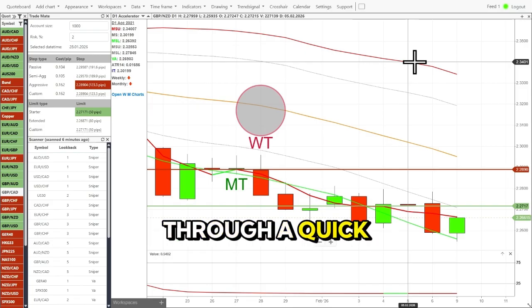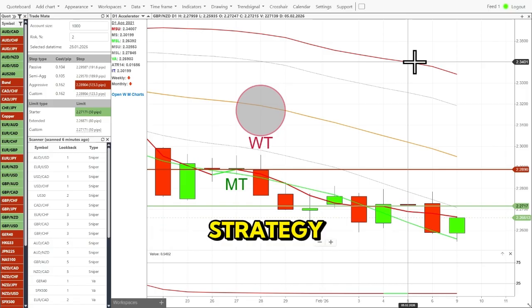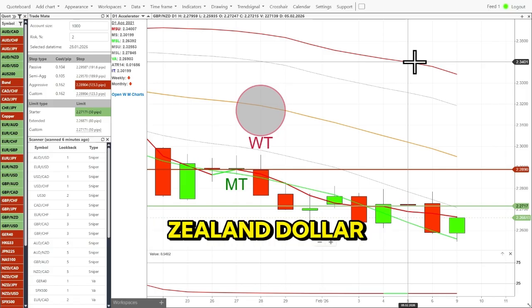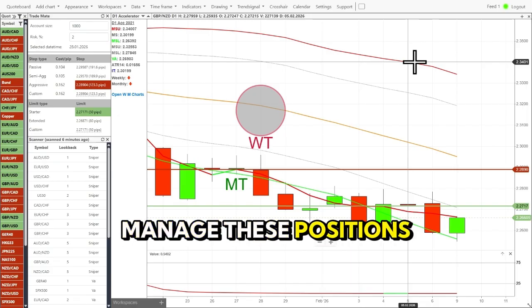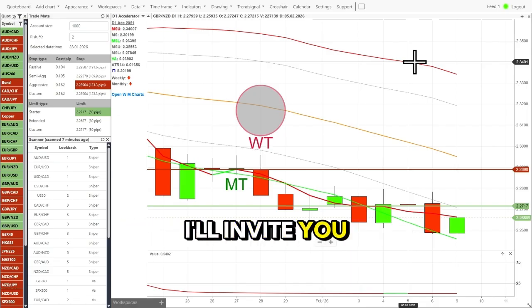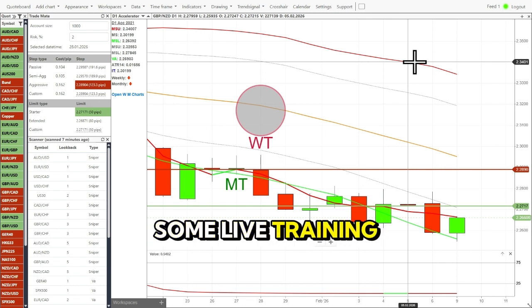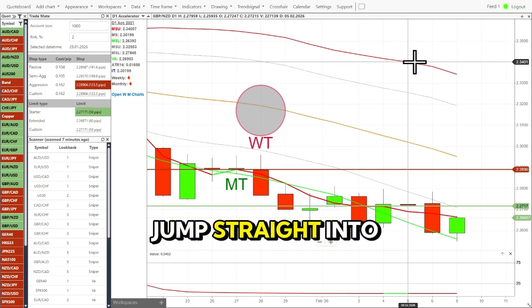And I want to run you through a quick trade on our accelerator strategy, pound versus New Zealand dollar, which has moved the best part of 220 pips so far and is actually still an ongoing opportunity. We'll talk a little bit about how we find these entries, and what it means if you can actually take and manage these positions. And at the end of the session, I'll invite you along to find some more trades with us and potentially do some live training with us as well. So let's jump straight into things.